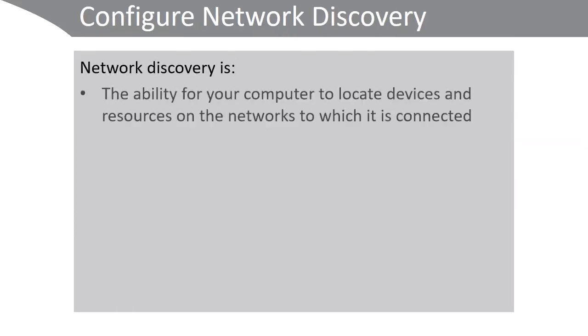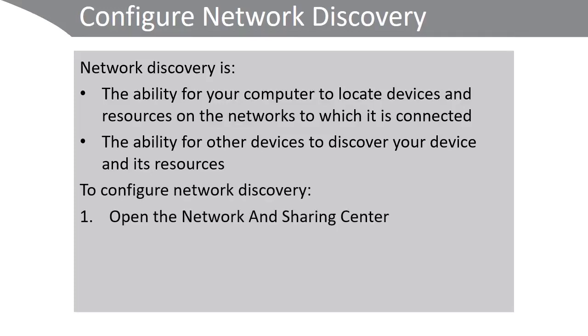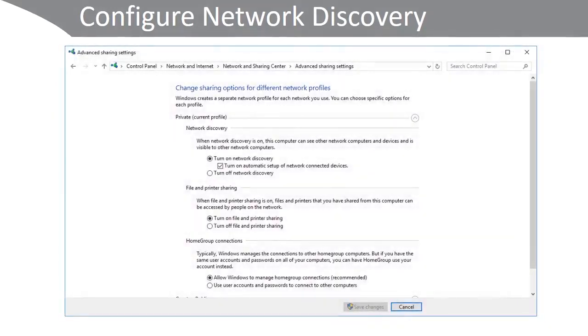Network discovery is the ability for your computer to locate devices and resources on the network to which it's connected, and conversely the ability for other devices to discover your device and its resources. To configure network discovery, open the Network and Sharing Center, click Change Advanced Sharing Settings, and then you can configure the options here. You can turn on network discovery and turn on automatic setup of network connected devices, or conversely turn off network discovery.